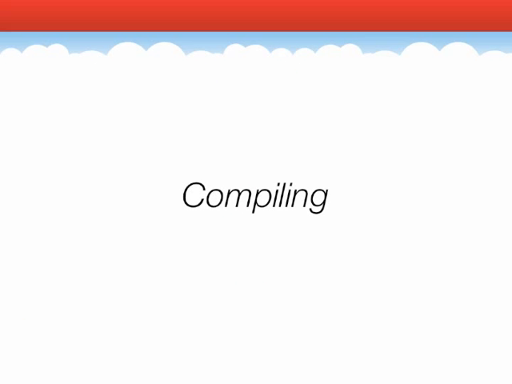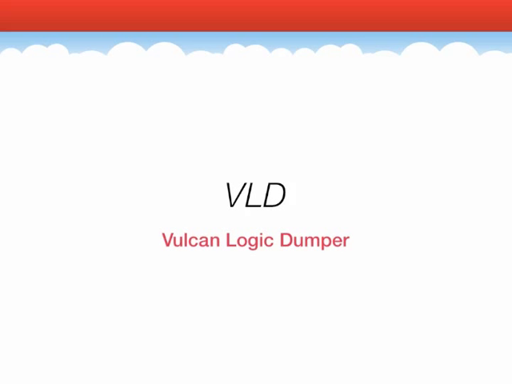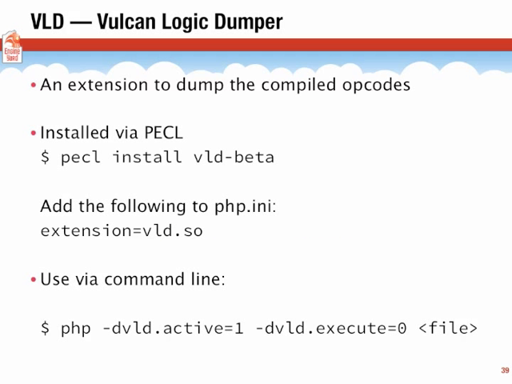Finally, we're going to take a look at the compiling phase. To do this, we're going to use VLD, the Vulcan Logic Dumper. This is an extension to dump the compiled opcodes and is again available by PECL. To install, just use pecl install vld-beta, add the extension equals vld.so to your PHP INI, and we're ready to go.